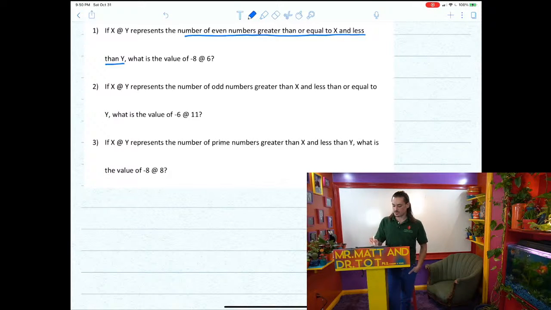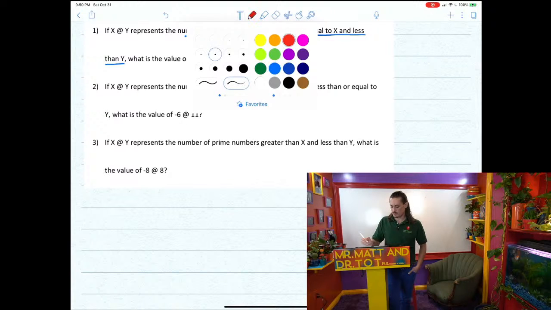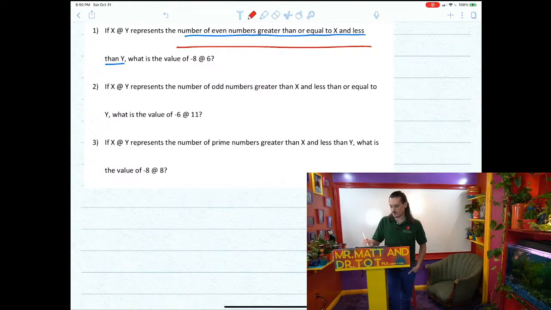So let's start with a number line. I'm going to start over here with negative 8. Then negative 7, negative 6, negative 5, negative 4, negative 3, negative 2, negative 1, 0, and then we're going up to 1, 2, 3, 4, 5, 6. Now it says less than 6, so it's greater than or equal to negative 8, but less than 6. So we can't count 6 itself. Make sure that you acknowledge that.